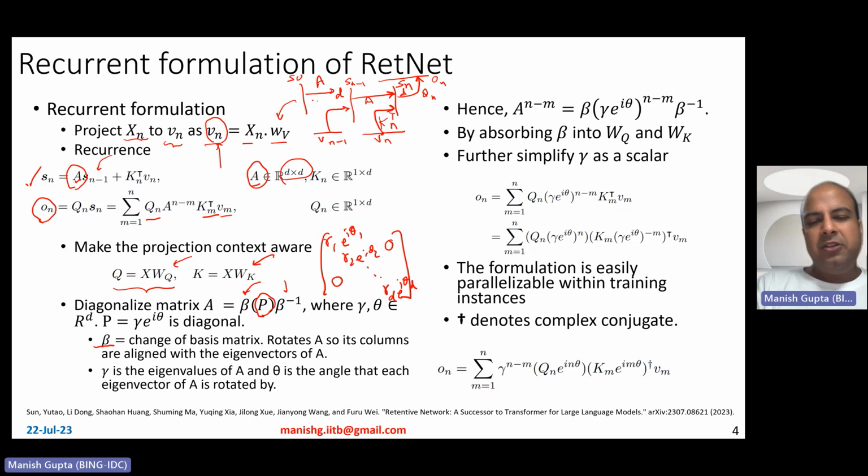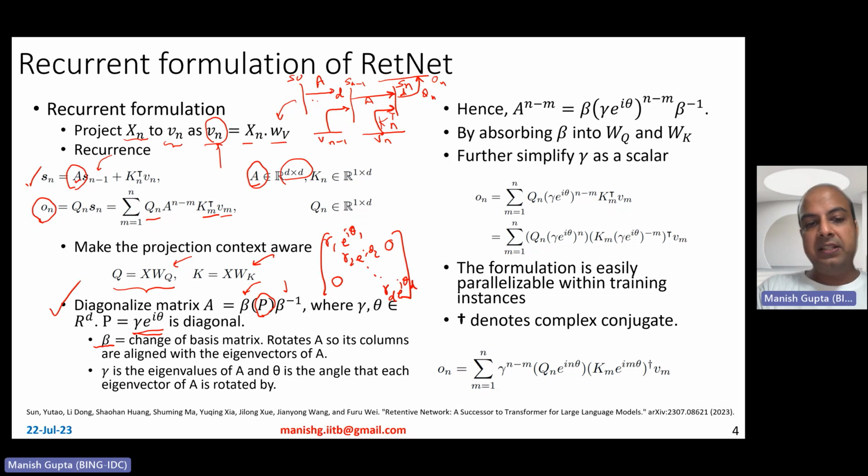Now, you might be confused about what this thing is. So recall from your school days that e raised to i something basically means complex numbers. And when you're dealing with matrices, diagonalization can actually lead to complex numbers, right? So therefore, what you have is gamma, which is essentially the eigenvalues of A, and theta, which is essentially the angle that each eigenvector of A is rotated by, right? So that's the diagonalization process.